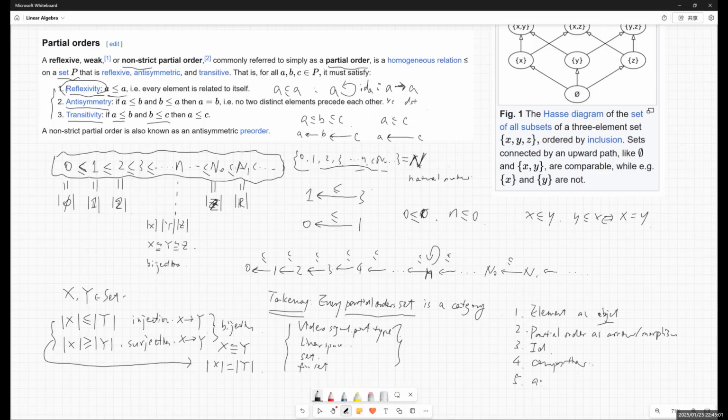And five, associativity. It's easy for us to validate that the composition of arrows satisfies associativity. Okay, so we got this takeaway that every partially ordered set is a category.